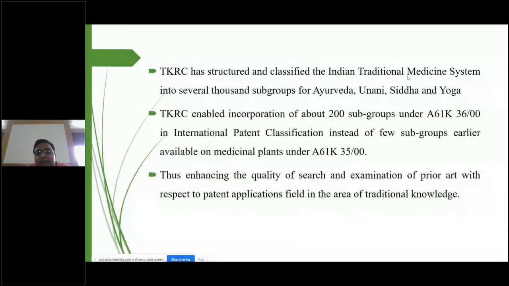It has structured and classified the Indian traditional medicine system into several thousand subgroups of Ayurveda, Unani, Siddha, and Yoga. It enables incorporation of about 200 subgroups under various sections, enhancing the quality of search and examination of prior art. Prior art means previously published or previously filed literature in the field of our traditional medicine with respect to the patent application filed in the area of traditional knowledge.